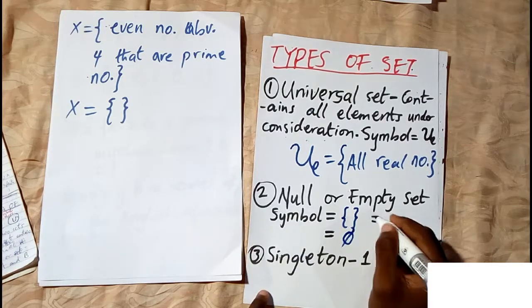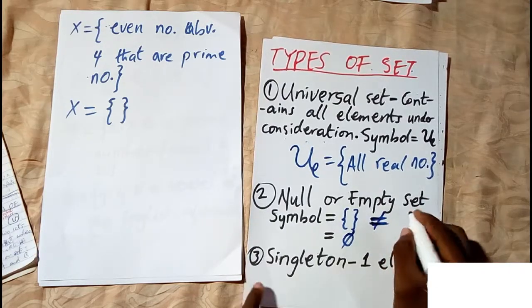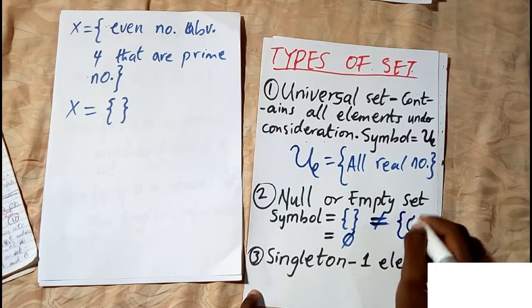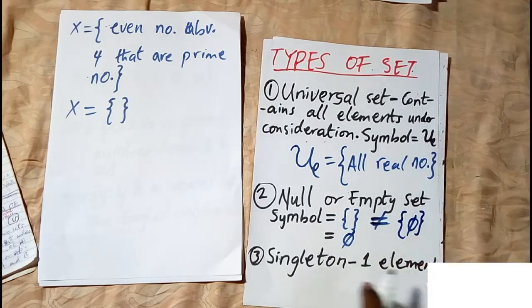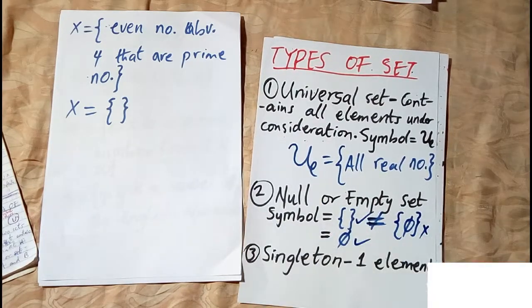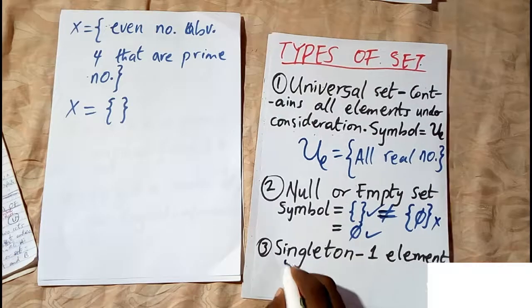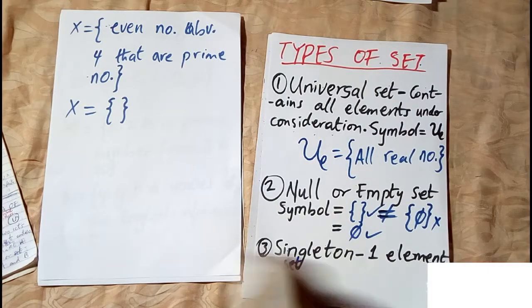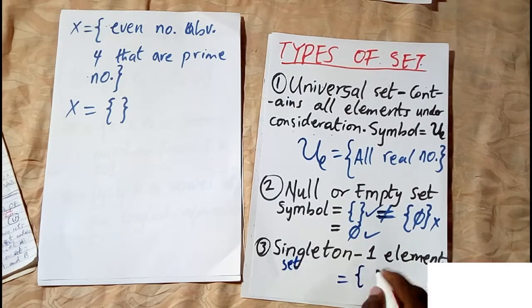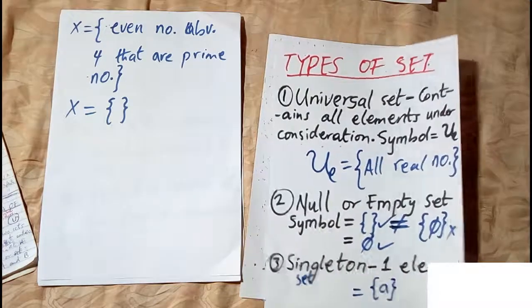But don't ever make the mistake of writing this in, because it's not this. This is correct, this is wrong. If I had my red marker here, I would have used it for marking. I'm grading myself now. That is the symbol for the empty set. A singleton set is a set that contains one element. Let's say a set of A. This is a singleton set. So those are the types of sets.